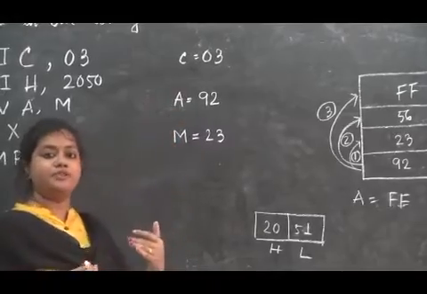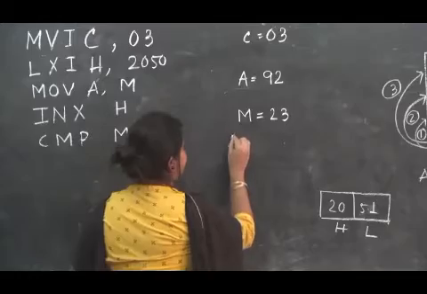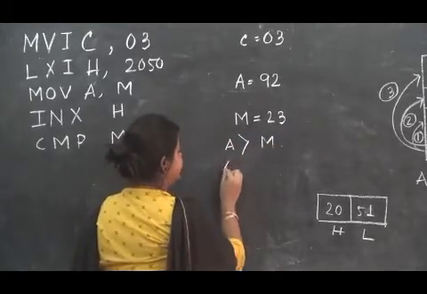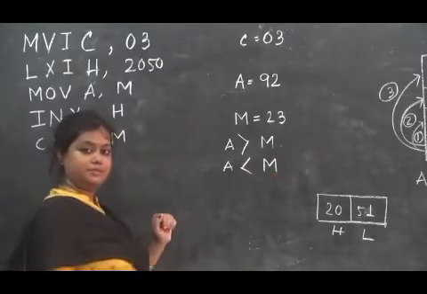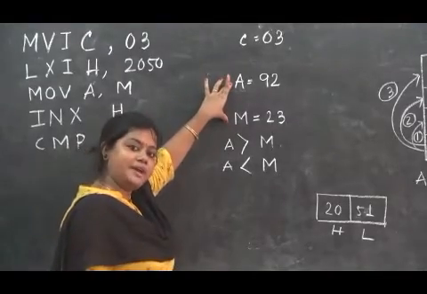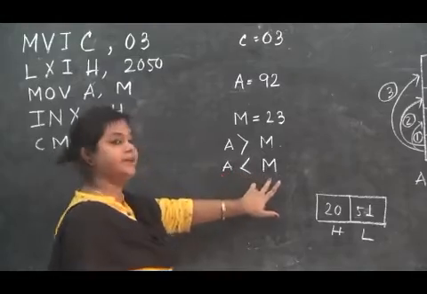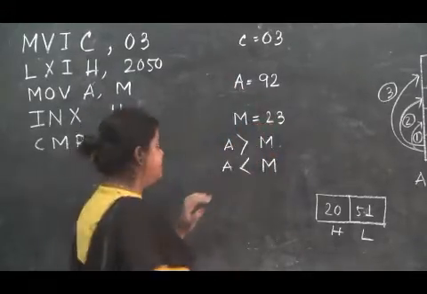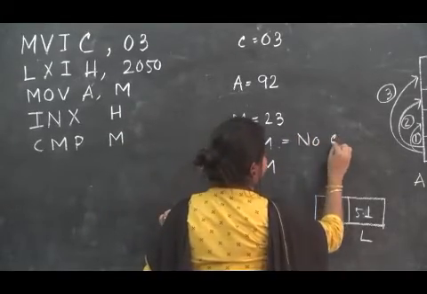When you compare two data, two conditions arise. Either A is greater than M or A is less than M. When you want to compare two data, two conditions may arise: either A is larger than M or A is smaller than M. If A is larger than M, then there will be no carry or no borrow.